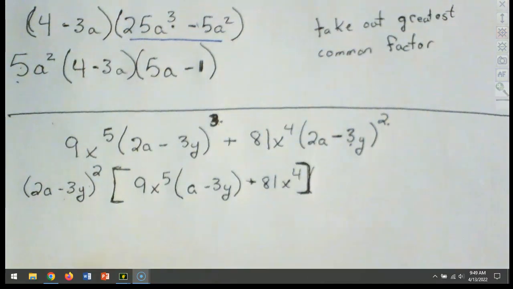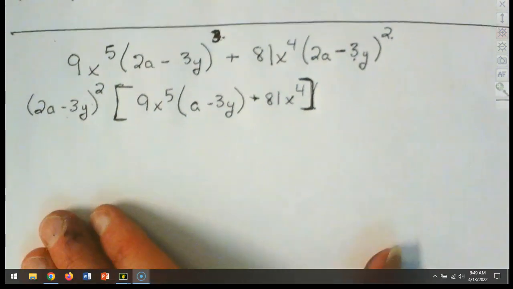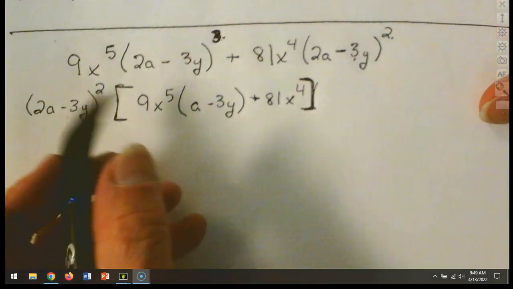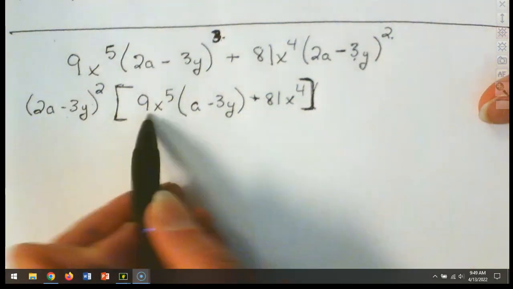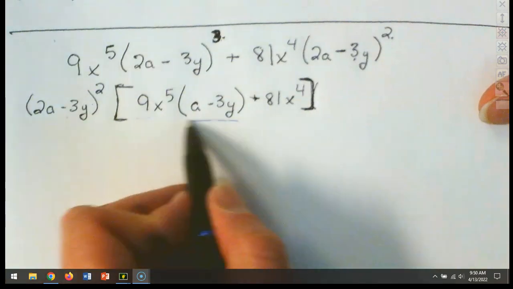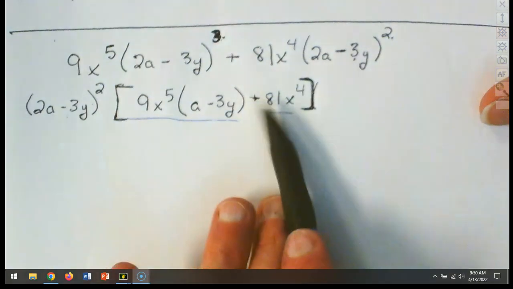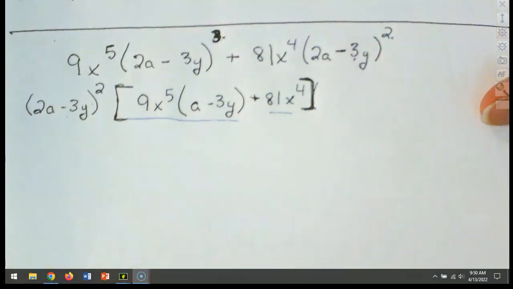Now, we can go a little bit further. Okay? So now we've taken out that 2a minus 3y, quantity squared. We look at what we've got left over. So let's look at each term. These are terms here. So this is an entire part. And we're going to compare this one to this one. What do we have in common? We have a 9 and we have an 81.